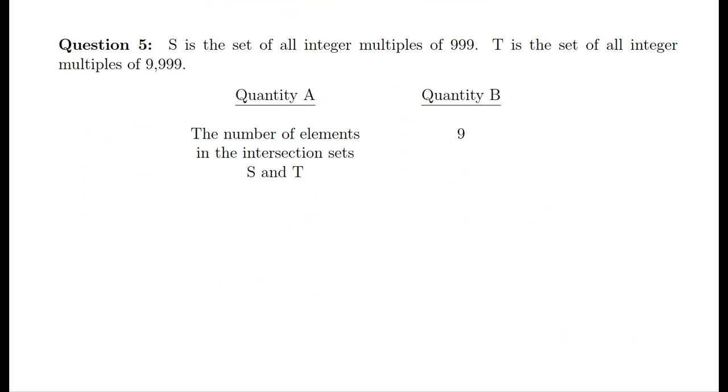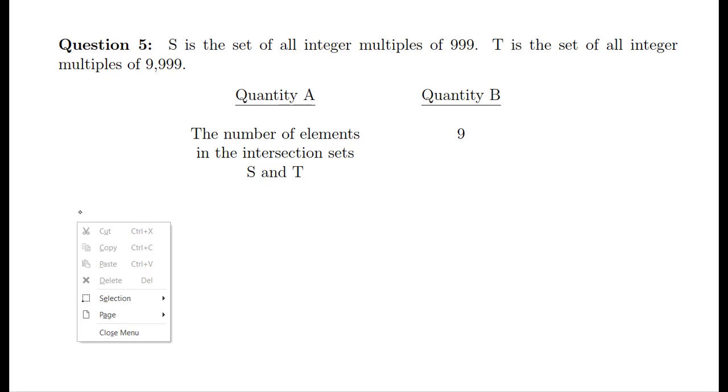Let's go to the last question of this video. It says that S is the set of all integer multiples of 999. T is the set of all integer multiples of 9999. It asks for the number of elements in the intersection of S and T, those numbers that belong to both S and T.